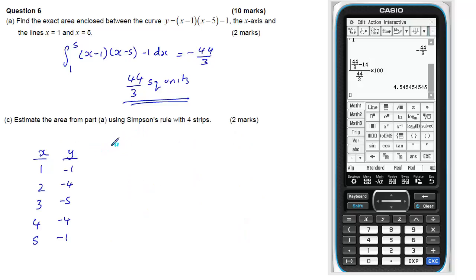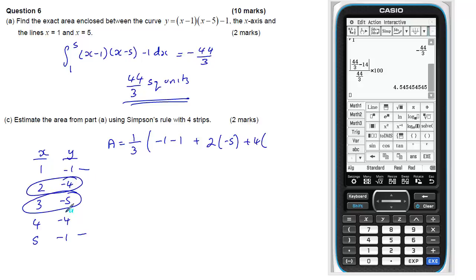Now we want the same estimate using Simpson's rule. So this time it's h over 3, h here is 1 because the steps are 1. And then we know negative 1, negative 1, so that's the first and the last values. And then we have twice the odd numbered ordinate, so that's the third one here, and then 4 times the even ordinates, which is going to be those two, like so. So that's going to be 1/3.